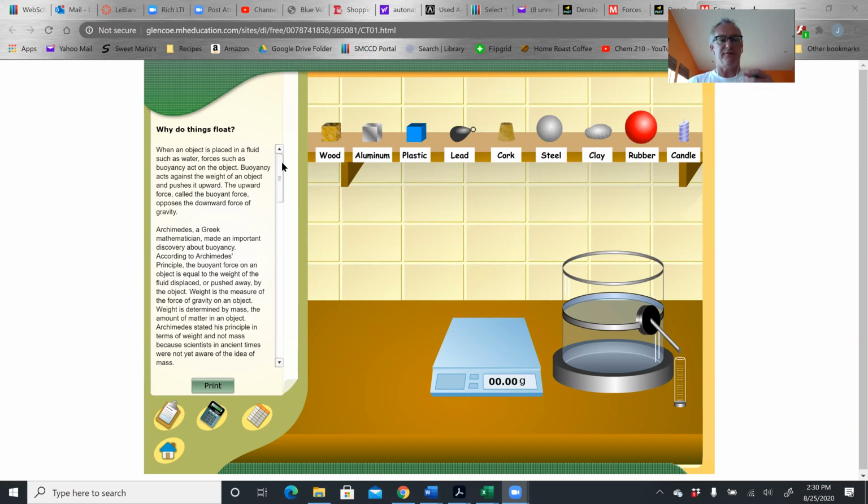When an object is placed in a fluid, you get buoyancy forces. Buoyancy acts against the weight of the object and pushes it up. And so the denser a particular liquid is, the more buoyancy it produces. So if we have water with a density, what is the density of water anyway? Anyone tell me what it is? 1. 1 grams per centimeter cube. Yes, or mil. A mil is a centimeter cubed. It's the same thing.